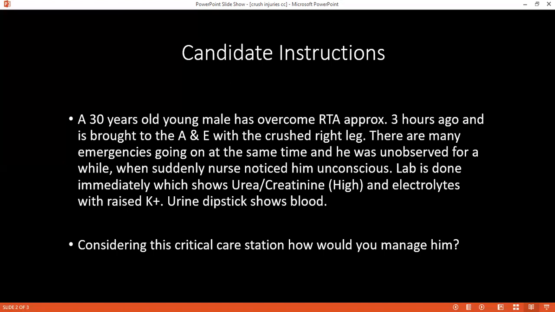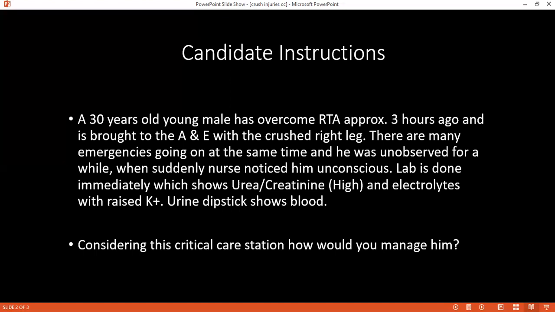For the airway, I will first check whether the airway is patent or not, and I will do cervical spine immobilization as the patient is a trauma patient. And then I will check the breathing, whether there is any chest injury present or not, and I will manage the patient accordingly.